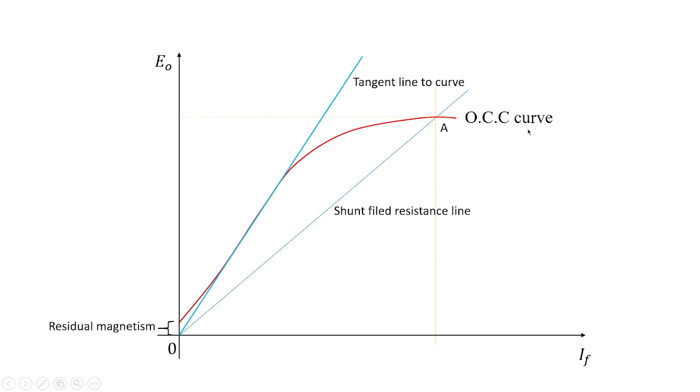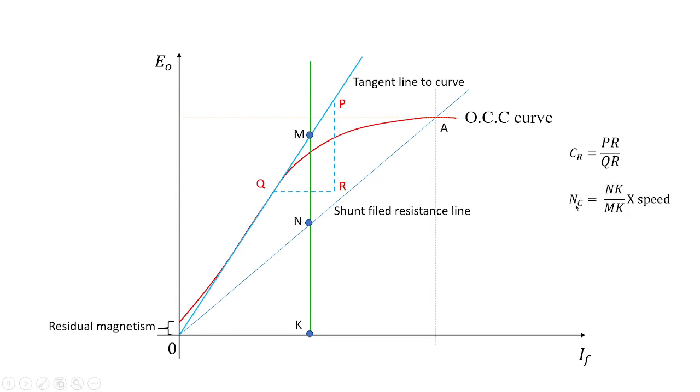We have already seen how to draw an OCC curve. Now the slope of this tangent is given by this PQR triangle. PR is parallel to the Y axis, which is given by E naught, and QR is parallel to the X axis, which is nothing but I_F. If PR is represented by voltage and QR by I_F, then voltage by current gives the resistance. That resistance we treat as the critical resistance, PR by QR, which gives the value of critical resistance for the given machine. If I draw this ordinate perpendicular to the tangent line and the shunt field resistance line, and mark the points as M and K, then NK divided by MK multiplied by the given speed will give you the value of critical speed.